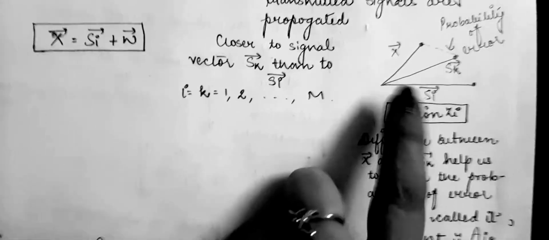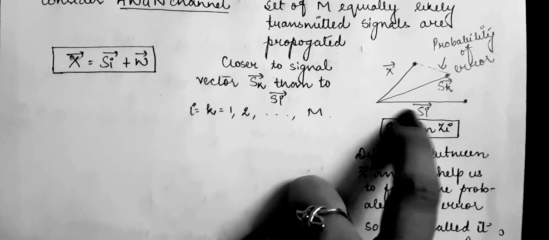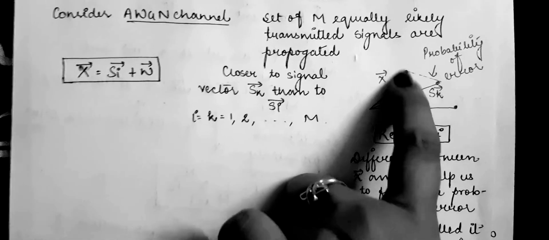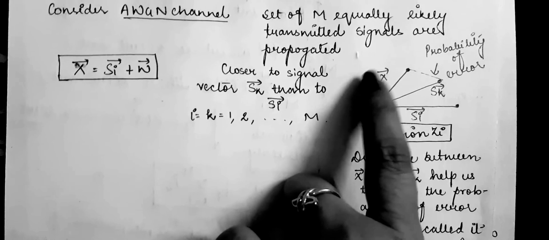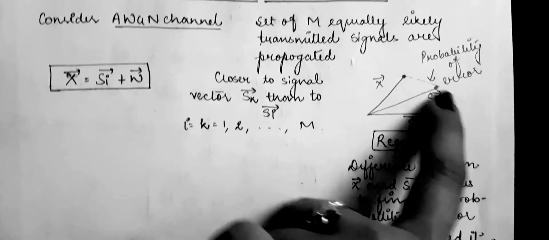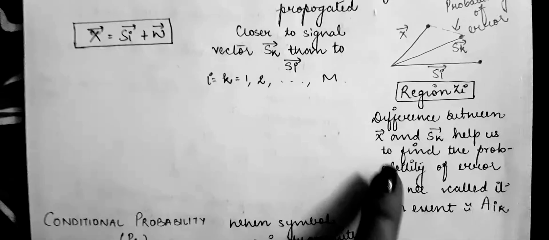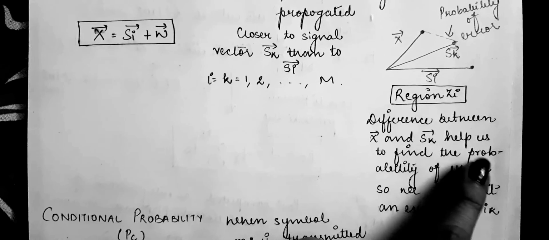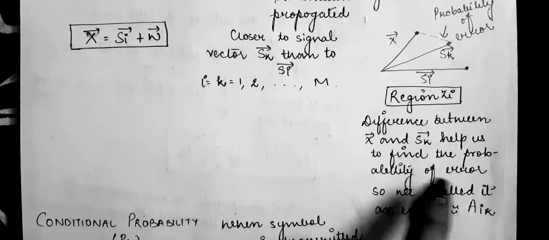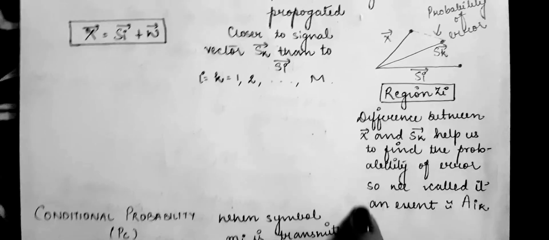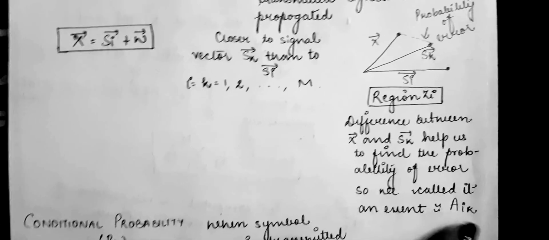Through the figure, this is the Si vector and this is the X vector. We want the Sk vector and X vector to be close so that there is less probability of error. In the region Zi, the difference between the X vector and Sk vector helps us to find the probability of error. We call it an event, denoted by the suffix ik.